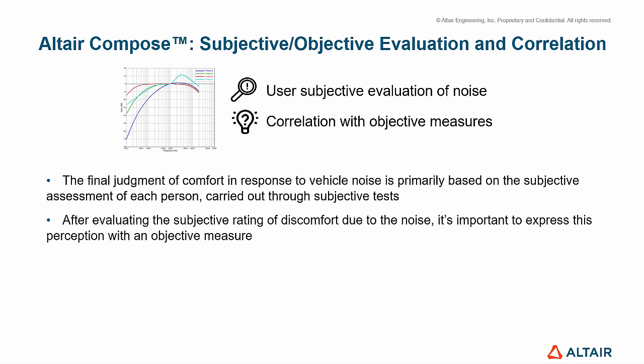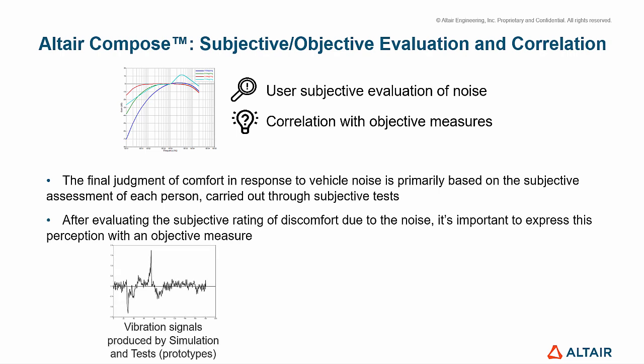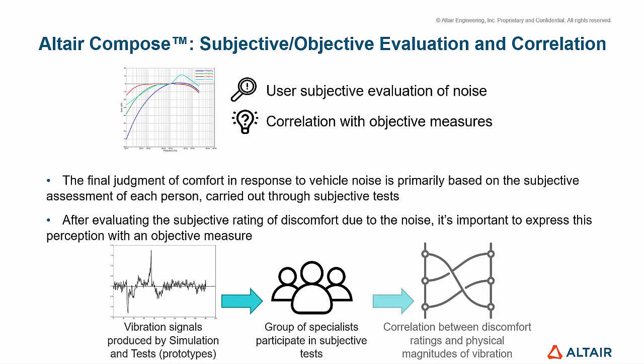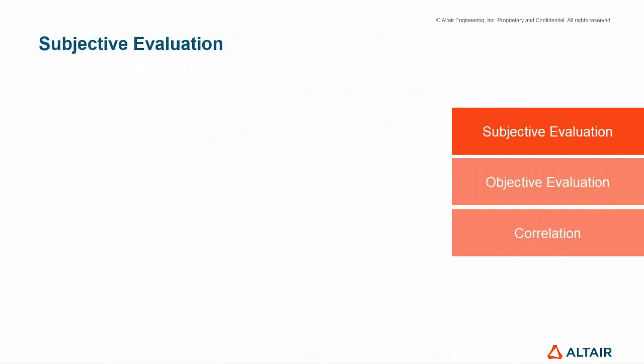measure. The usual workflow takes vibration signals produced by simulation and tests using prototypes in order to compute objective parameters. Then, a group of specialists participate in subjective tests to assess how uncomfortable that vibration signal is. The next step is when a correlation is carried out between discomfort ratings and physical magnitudes of vibration. The first topic to be discussed is subjective evaluation.